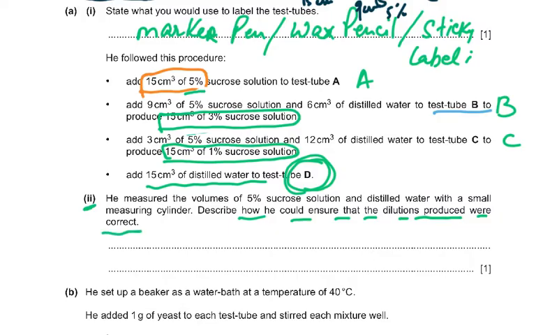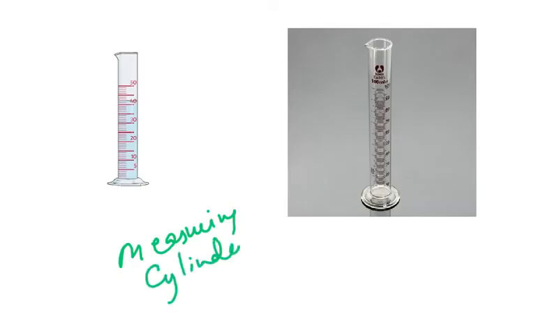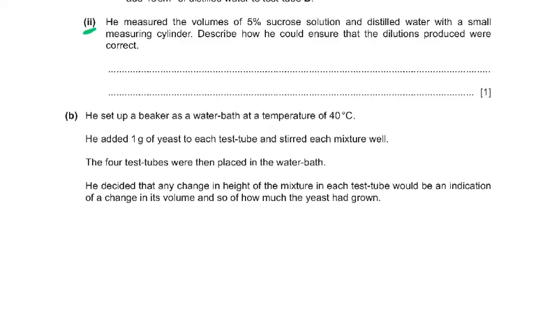Now, this is what a measuring cylinder looks like. A measuring cylinder is something that we use to measure a very exact volume. So this is a measuring cylinder that we would use. Just repeating the question, he measured the volumes of 5% sucrose and distilled water with a small measuring cylinder. Describe how we could ensure that the dilutions produced were correct.